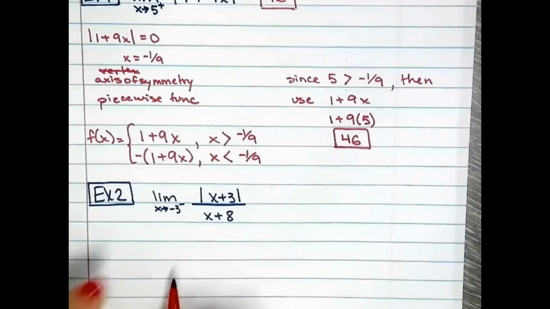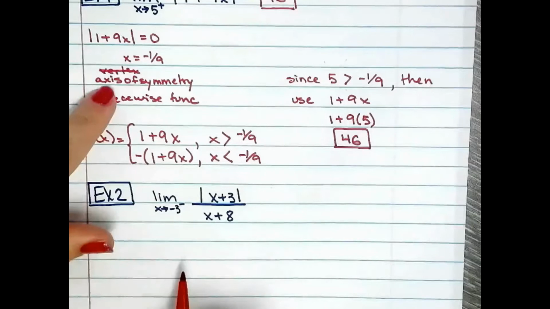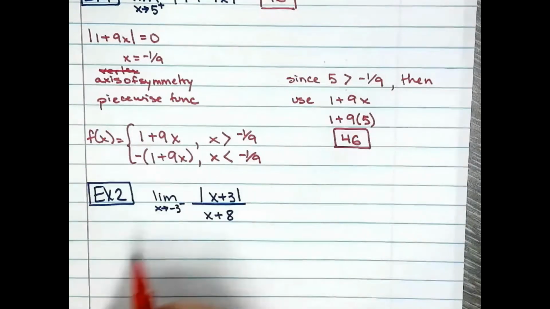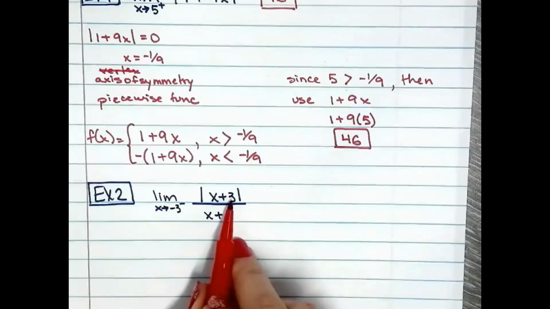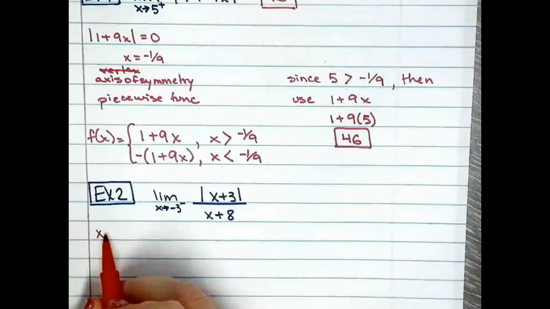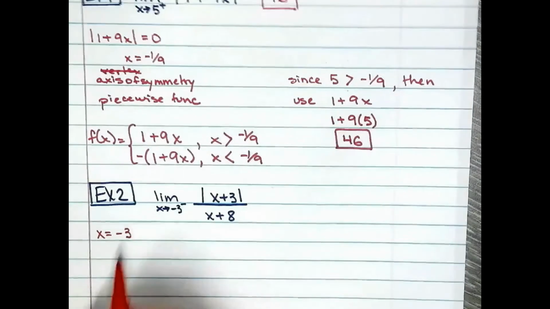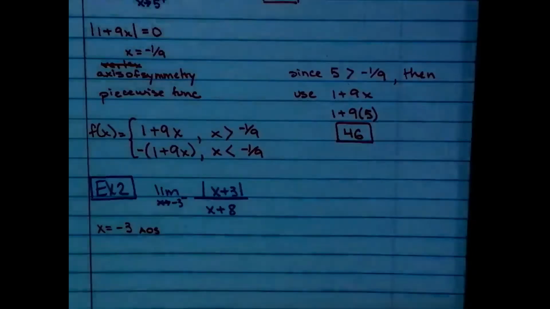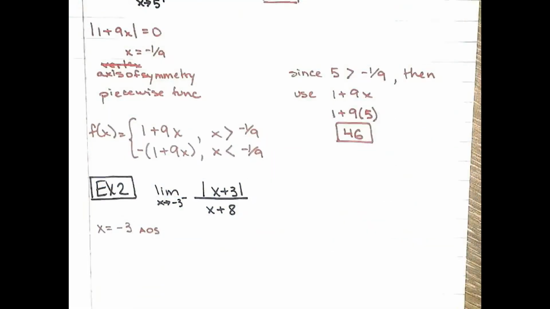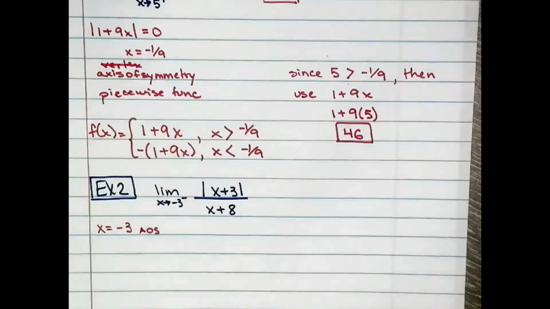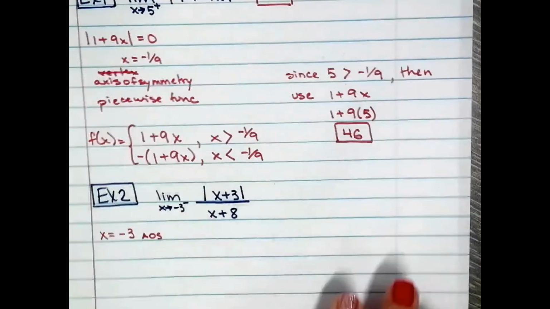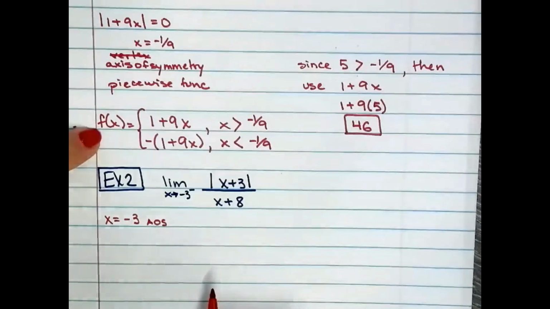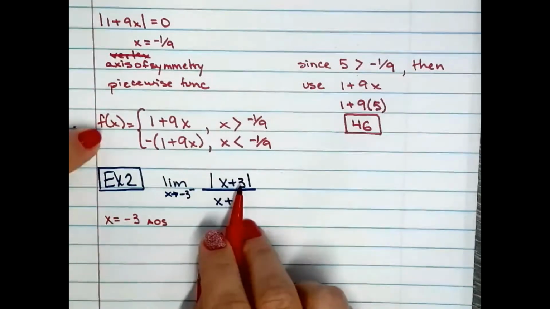So first thing you need to do, you need to find the axis of symmetry, or when your absolute value function changes direction. So x plus 3 equals 0. So x will change direction right there when x is negative 3. Okay, so this is the AOS, the axis of symmetry. All right.